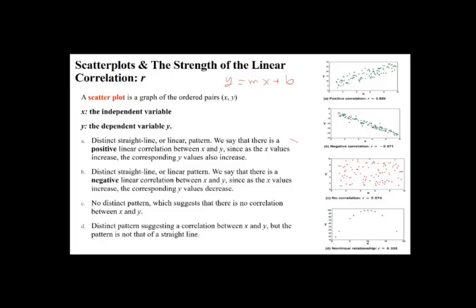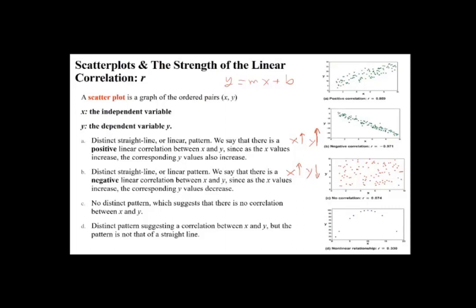Part A, basically x gets larger, y gets larger. Part B, x gets larger, y gets smaller. Those are the two that we are interested in. If we come up with a scatter plot that looks like part C, there is nothing we can say.